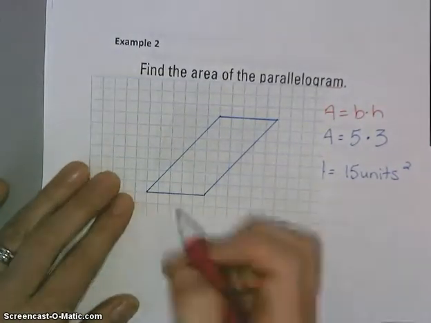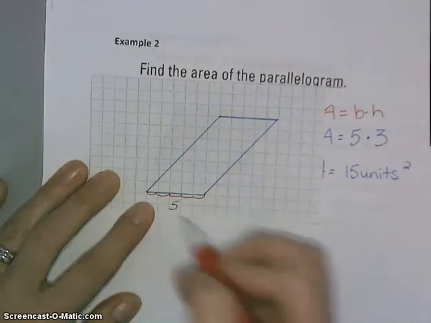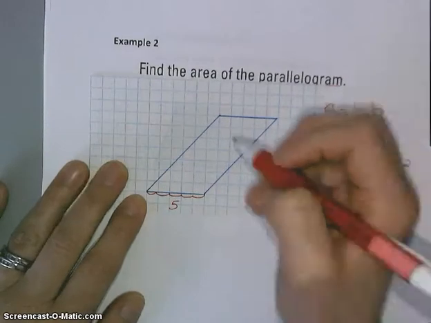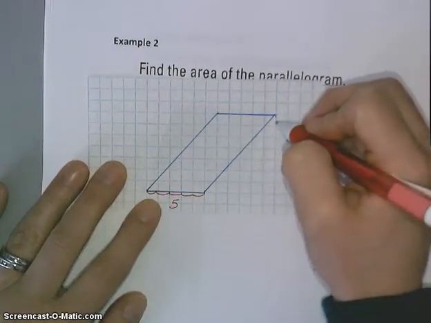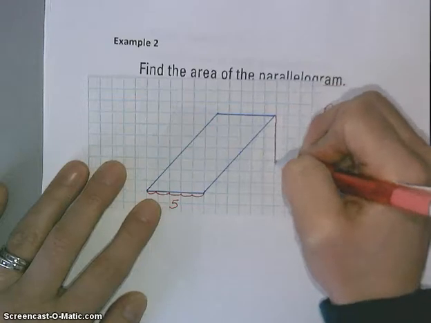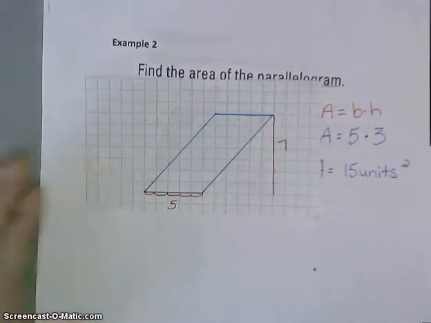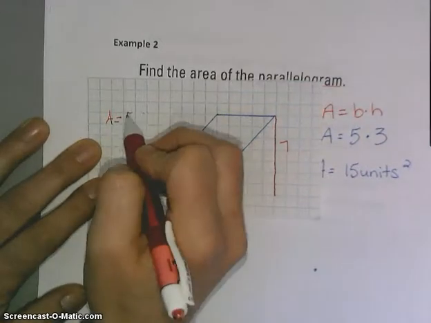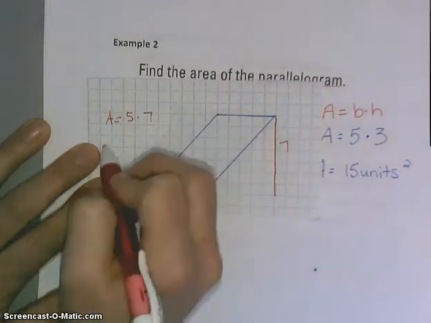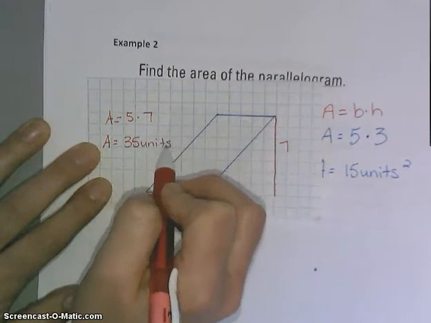So looking at my base, I have 1, 2, 3, 4, 5. 5 units there. And then my height, okay, I'm going to drop right here. 1, 2, 3, 4, 5, 6, 7 is my height. So if I need to do my base times my height, I'm going to get my area is equal to 5 times 7. So area is equal to 35 units squared.